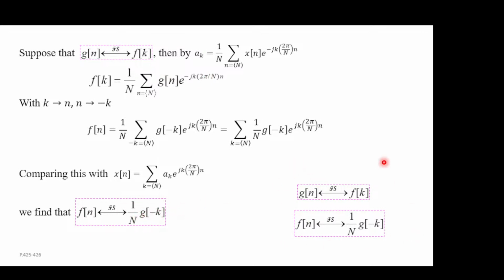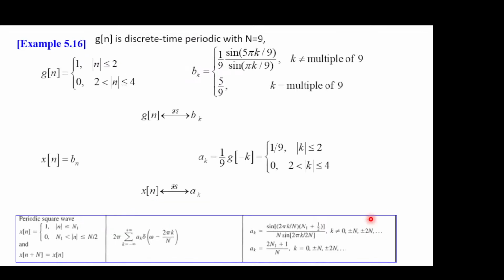And in summary, it is this. If g of n has Fourier series coefficient f of k, then you put this f of k into the time domain, so you have f of n here. Then its Fourier series coefficient will look a lot like g of n, but you have this 1 over N and a minus sign on your frequency. Okay. Question about the derivation? Not there. Maybe let's see an example.